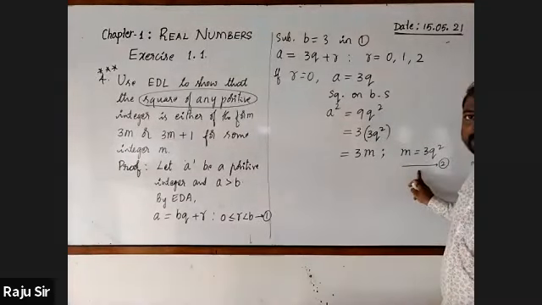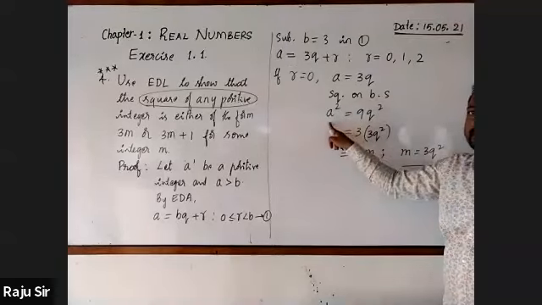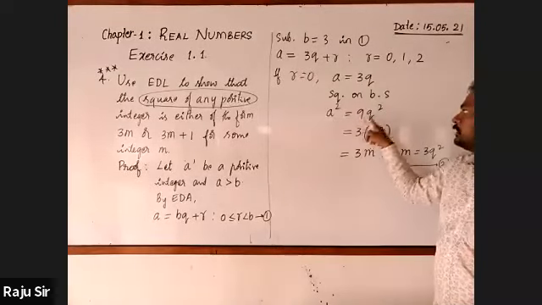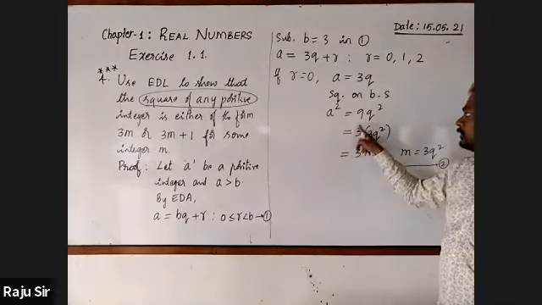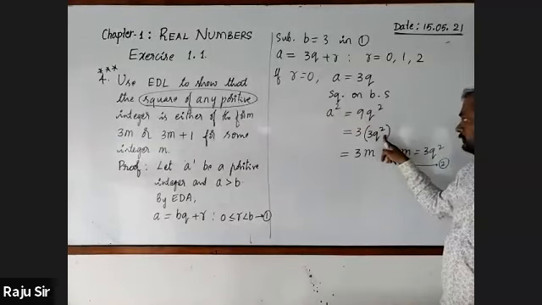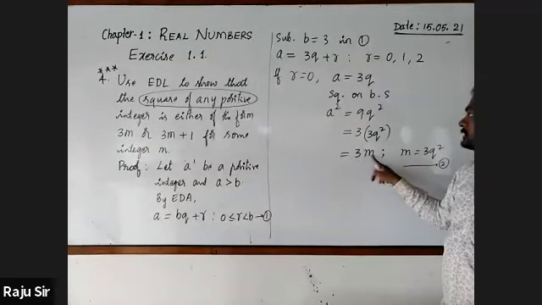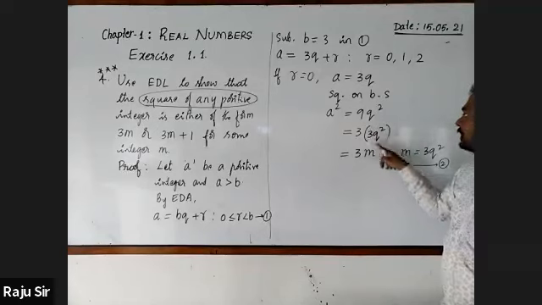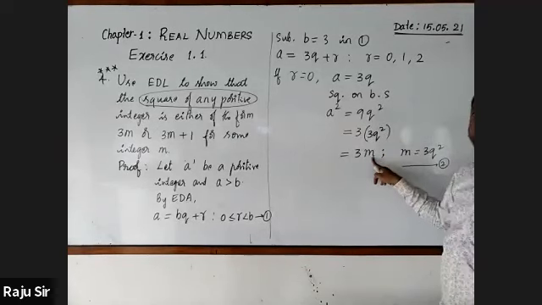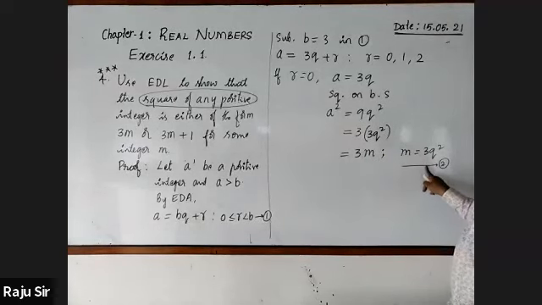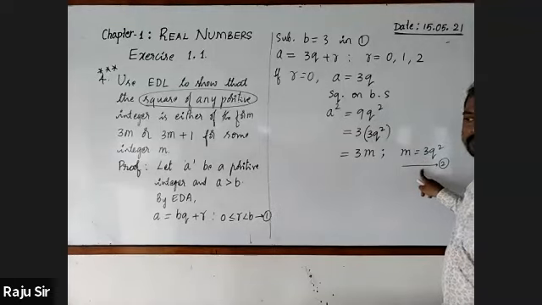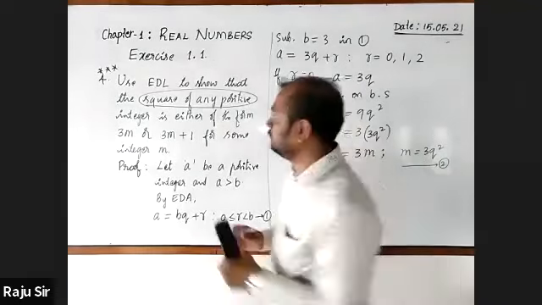Now you may copy up to here. You have written squaring on both the sides. Now you should write A square equal to 9Q square, that's equal to 3 into 3Q square, then it is 3m because we have assumed 3Q square as m. That has been written here. Call it statement 2. Next.